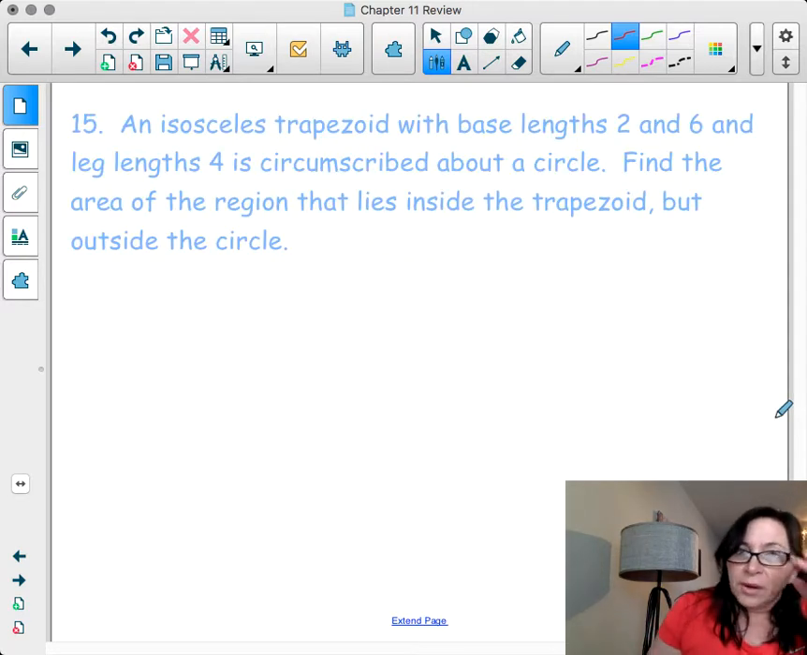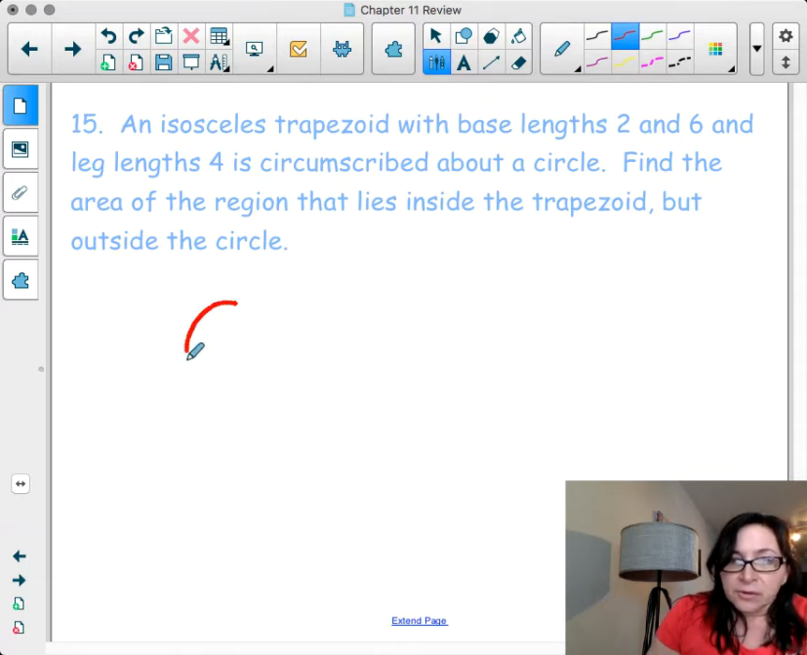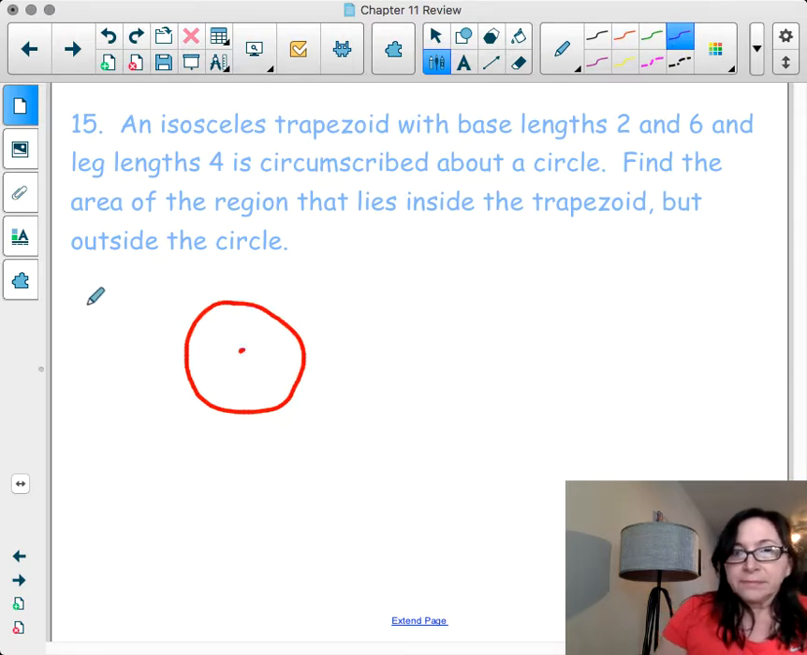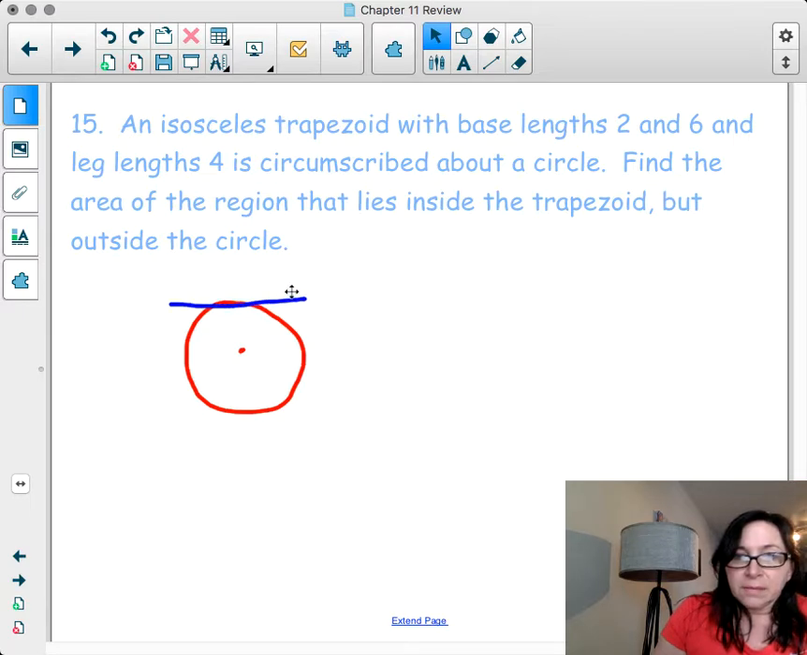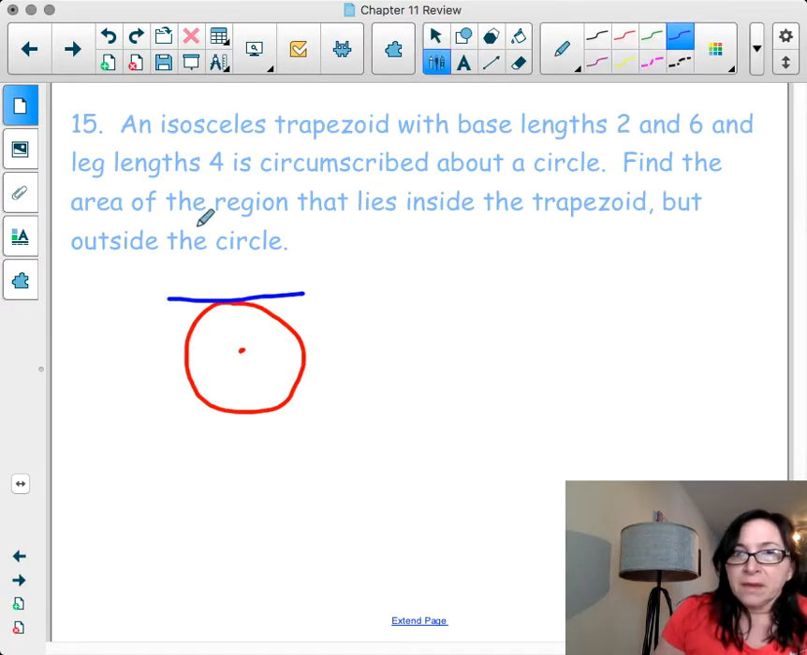An isosceles trapezoid with base lengths 2 and 6 and leg lengths 4 is circumscribed about a circle. Find the area of the region that lies inside the trapezoid but outside of the circle. Well, let's see. Let's make a circle first. And we have a trapezoid that is circumscribed about that. So try to make it so that it touches there once. I'm going to try to lift that up just a little bit. There we go.